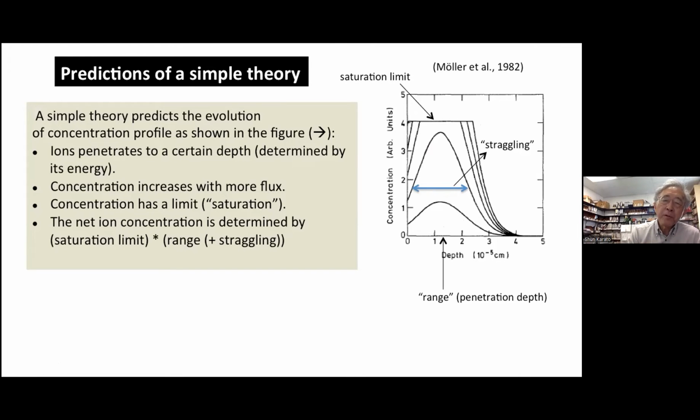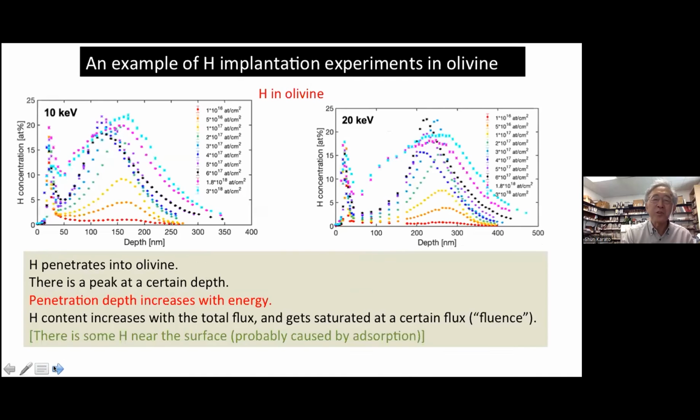Therefore, you can identify a few parameters to characterize ion implantation. One is the penetration depth, called range in that community, and the saturation limit, and width. This is called the straggling. These are the key parameters. Keep this in mind, and compare what we find in real material to find out what is normal, what is anomalous, and what requires some explanation.